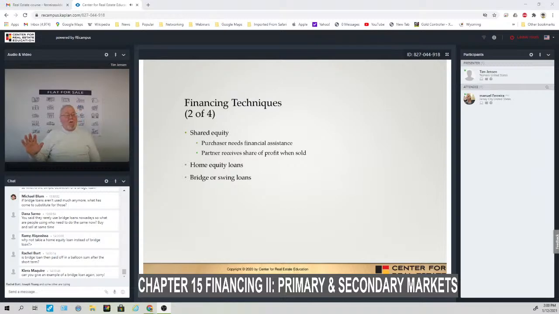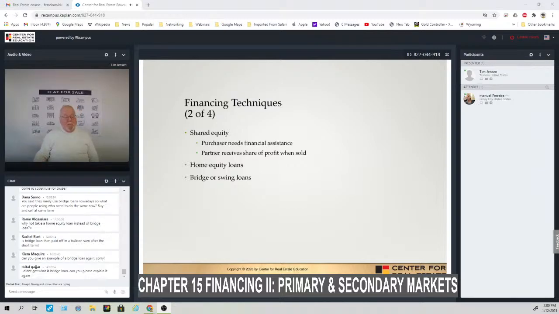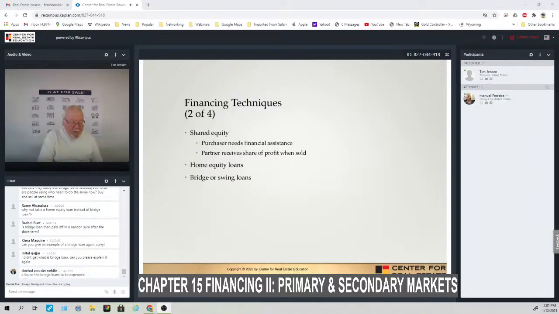Can you give an example of a bridge loan again? Okay, I can. I'm sorry, I'm not going to go through it again. I'm sorry, guys, but, oh, here it is. Second paragraph under home equity loans talks about bridge loans. It's just interim financing. That's all it is, a short-term loan based on interest only to get you from one point to another. That's it. That's all you've got to remember.